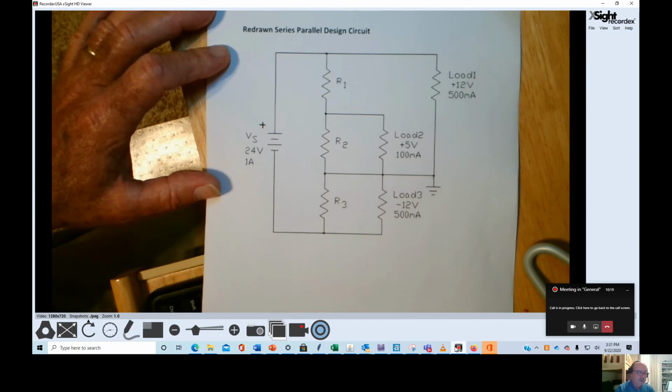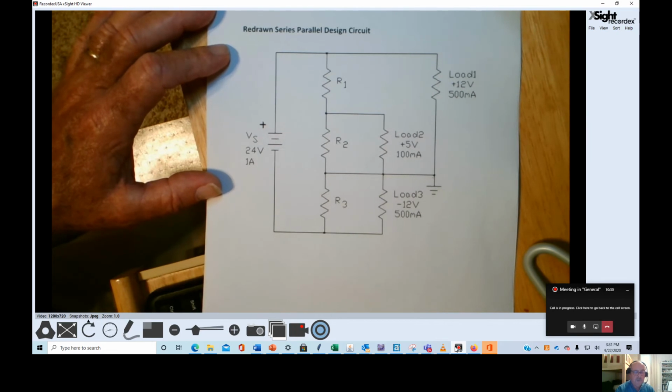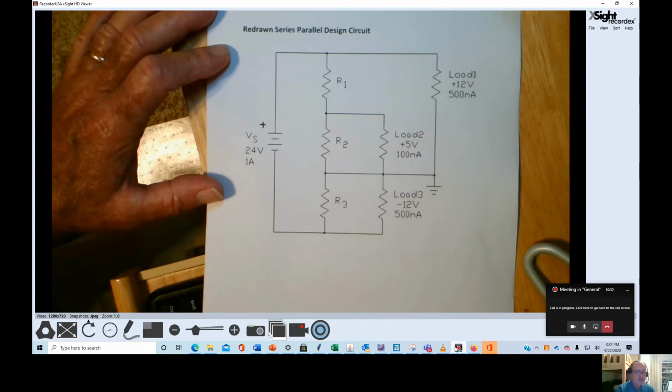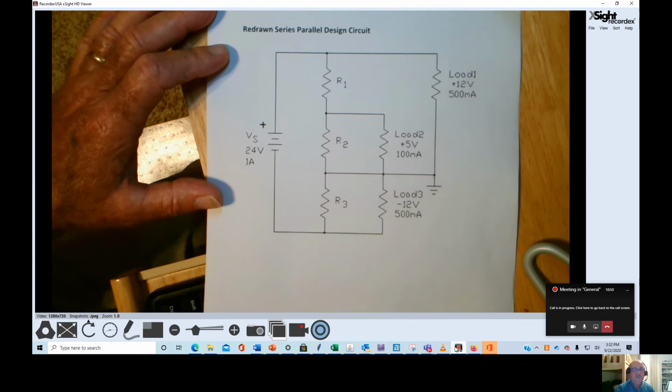Now, in order to determine the values of resistors R1, R2, and R3, all we have to do is apply the 3 laws that I have presented to you in the course, which are Ohm's law, Kirchhoff's voltage law, and Kirchhoff's current law. And these are the only 3 things we need to make use of in determining the values of R1, R2, and R3 to satisfy our design criteria.